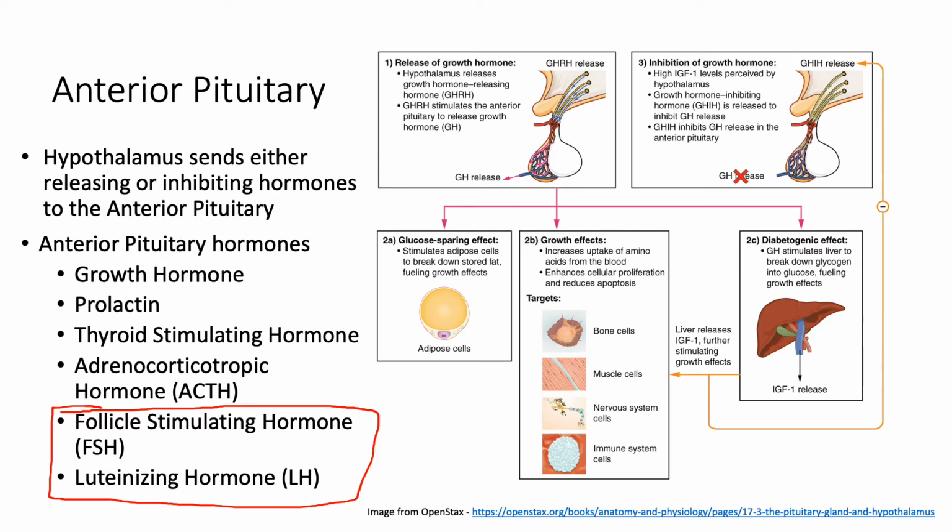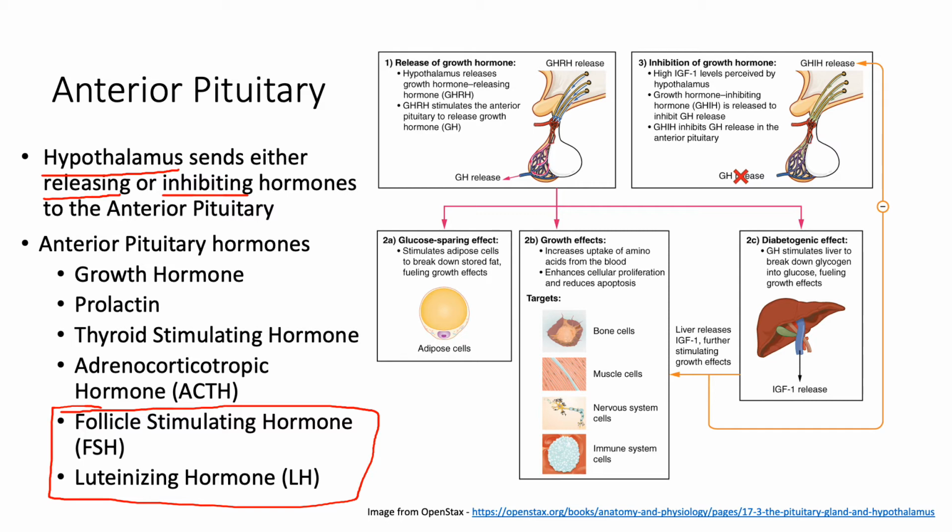But what I want you to see is the hypothalamus is either going to produce a releasing hormone or an inhibiting hormone for each one of these. So for example, if growth hormone should be released by the anterior pituitary, then the hypothalamus will send a growth hormone releasing hormone to the anterior pituitary, which signals, yes, you need to make and release growth hormone. However, if it shouldn't signal the release of growth hormone, the hypothalamus will send a growth hormone inhibiting hormone to the anterior pituitary, which says, no, don't make and secrete growth hormone.